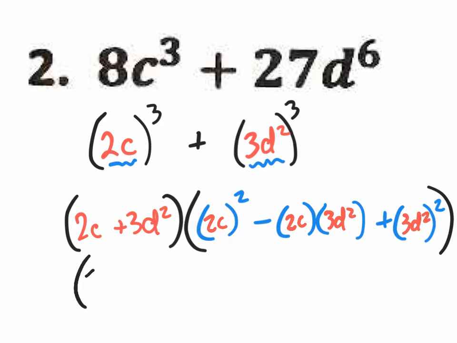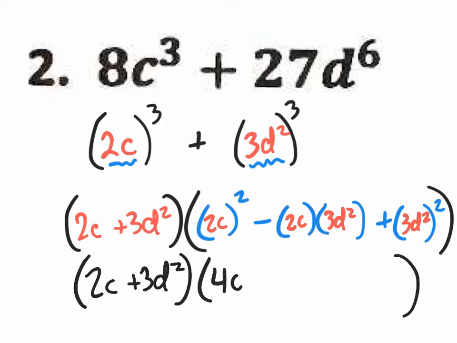The first binomial stays. The trinomial we need to simplify. What do I end up with? What's 2c times 2c? 4c squared. And how about that middle term? We have a minus. What's 2 times 3? 6. And what's c times d squared? It's exactly that, c times d squared.